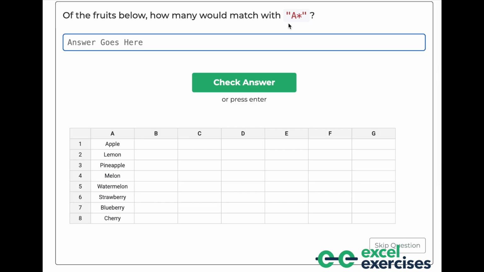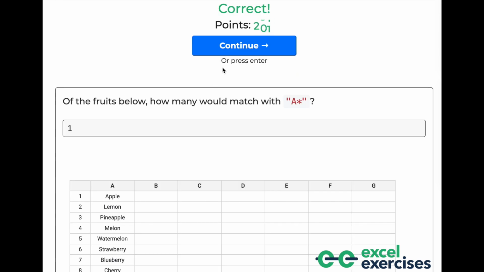So how many would match this pattern? This is A followed by anything else. Any text that starts with A is going to match this pattern right here. So we have apple, and that's it.